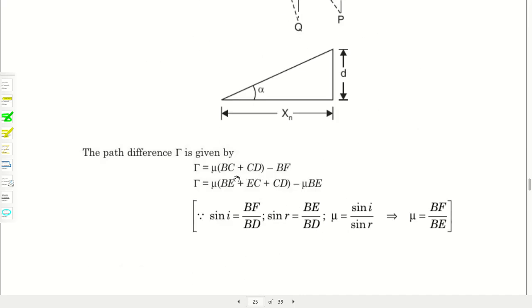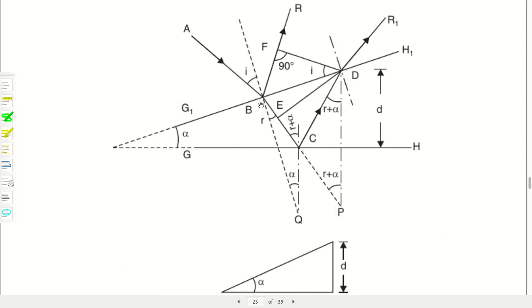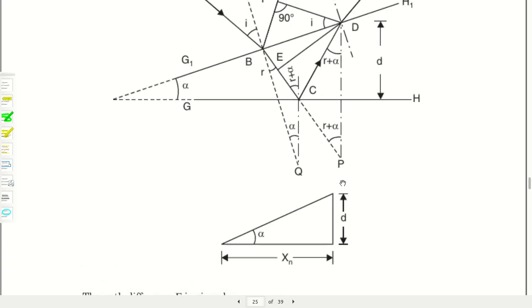No, it is not written here. The BC gets divided into two parts. Okay, let us study BC. BC can be divided into two parts, BE and EC. So EC plus CD, CD means CP. So EC plus CP will give you EP.